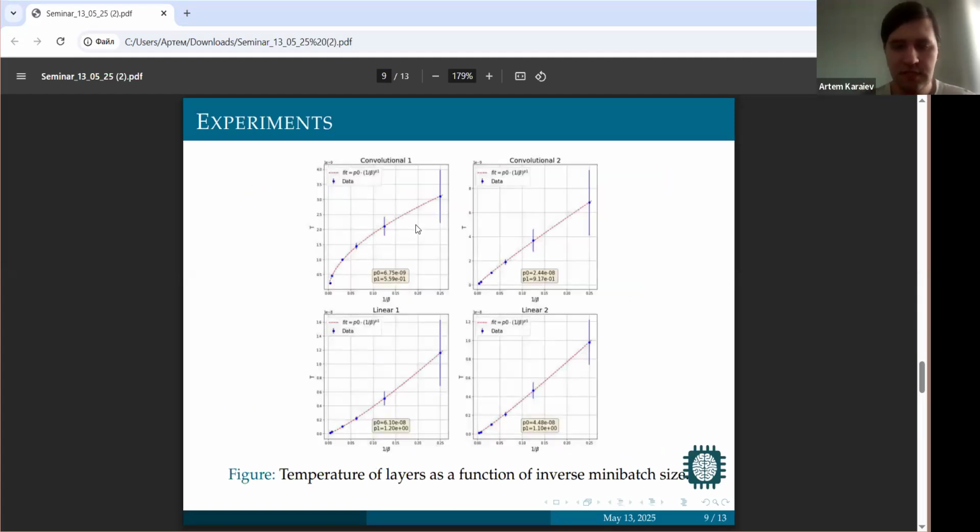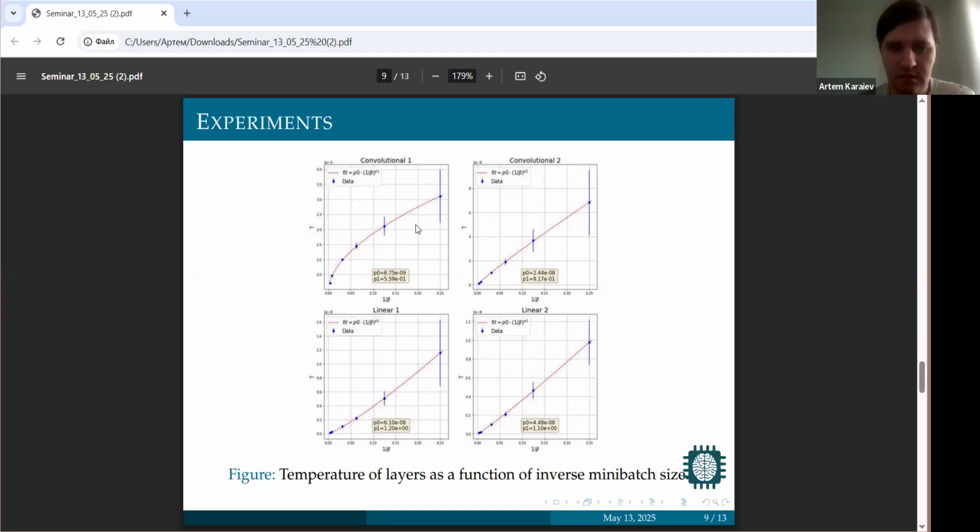And the first plot shows how the temperature depends on inverse mini batch. Inverse mini batch is the parameter 1 divided by batch size. We see that for different layers there are different behaviors of this temperature, and they fitted it through a power law and provide us the parameters of this power law. Also, I need to note that we are talking about temperature at the equilibrium.